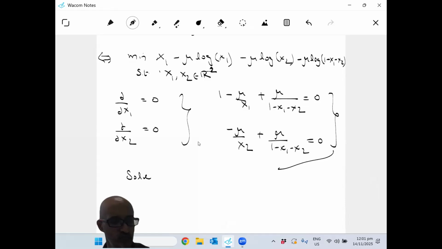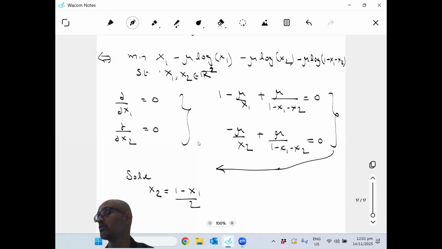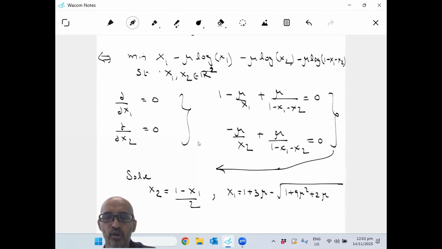For example, if I solve this, you can check that x2 will be 1 minus x1 by 2. If you just work this out, you will find that x2 is 1 minus x1 by 2. You can solve these two equations in your own time. Once you know x2 in terms of x1, you can plug it back in here and solve for x1. So x1 will be 1 plus 3 mu minus, you can check this in your own time, square root of 1 plus 9 mu squared plus 2 mu, divided by 2.